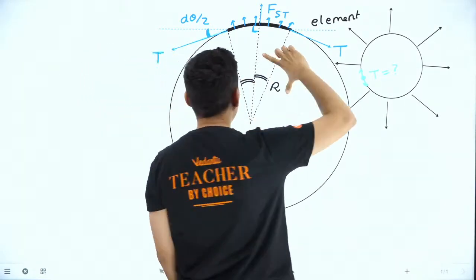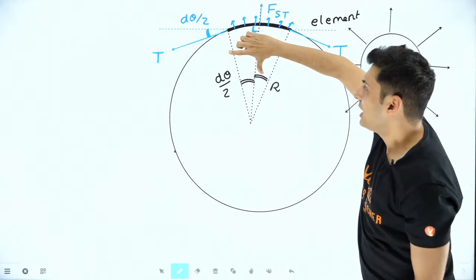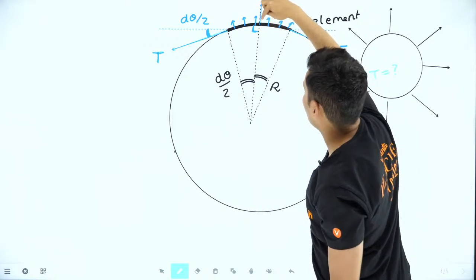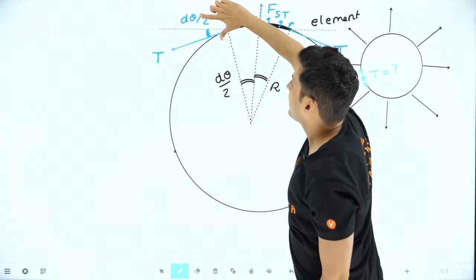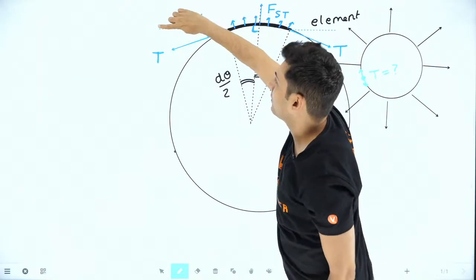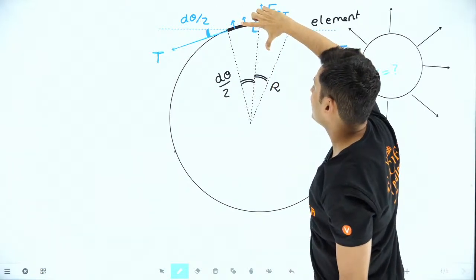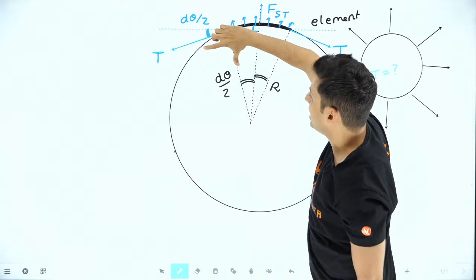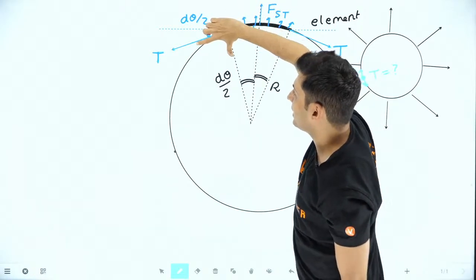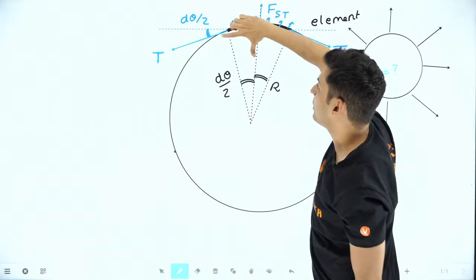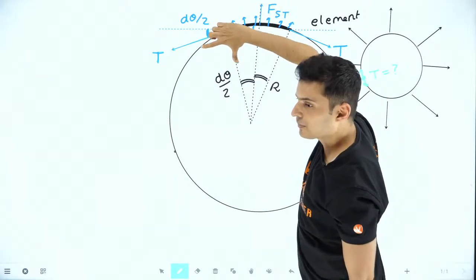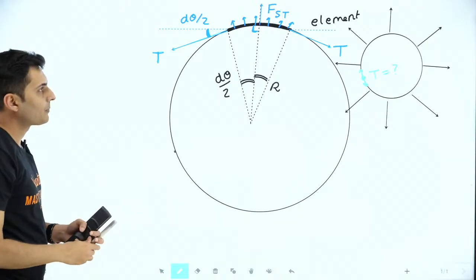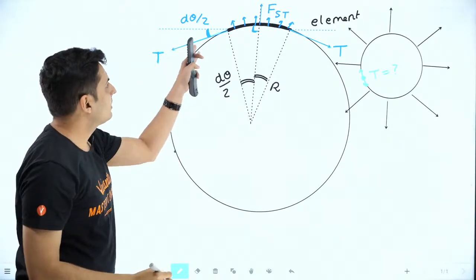Why? Take your right hand, make sure your pointing finger and thumb are perpendicular to each other. Place your thumb against this middle line and your pointing finger in the direction of that blue dotted line. Now just tilt your hand like this. If your hand tilts by d theta by 2, even your pointing finger tilts by d theta by 2. You can see that very clearly. So it is going to be d theta by 2. Very easy way.